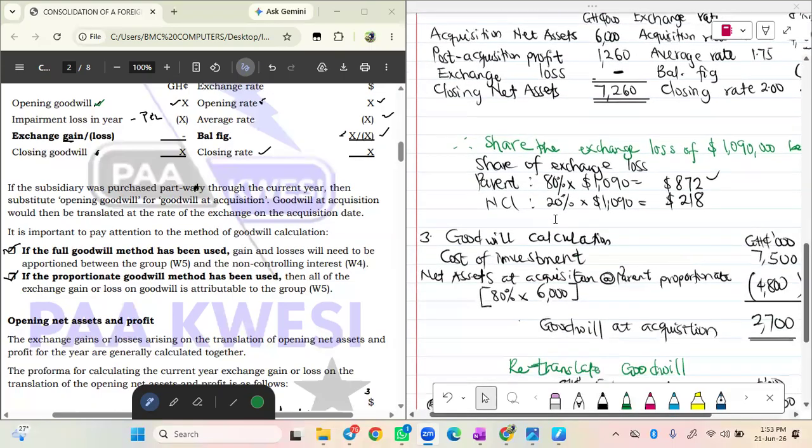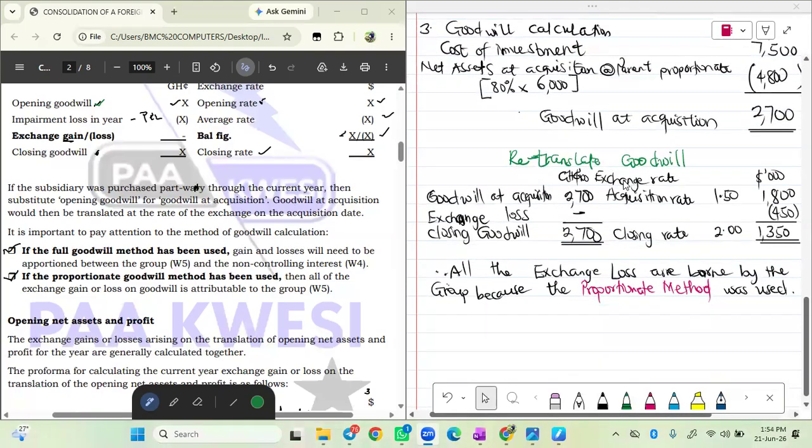But if you are retranslating the goodwill, you treat it as you treat impairment. If you use the proportionate method, you don't share impairment between NCI and group retained earnings. You send all the impairment loss to the group retained earnings, which is working 5. But if you are using the fair value method or the full goodwill method, after getting the impairment in workings 3, the total figure will be shared between workings 4, that is NCI, and workings 5.